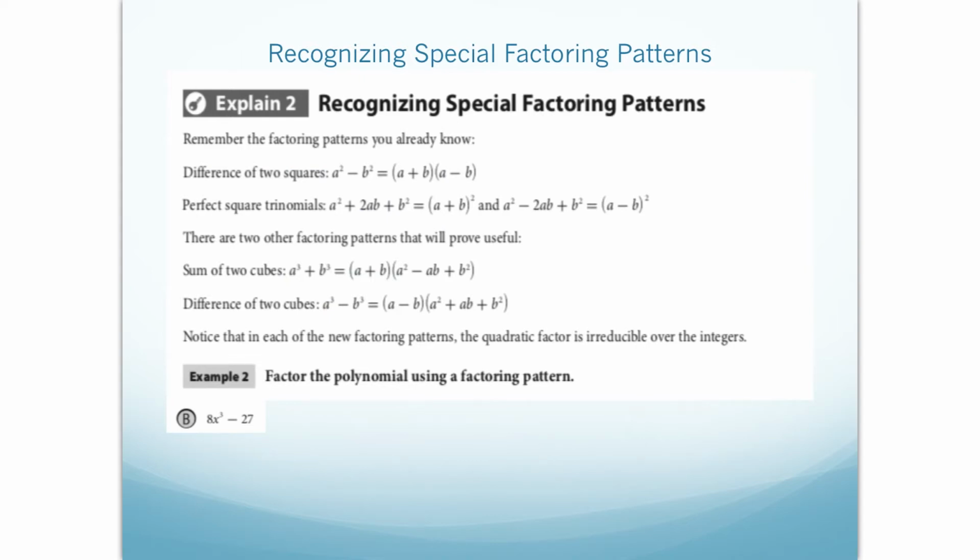So we have 8x to the third minus 27. 8 can be rewritten as 2 to the third power. Minus 27 can be rewritten as 3 to the third power. So now we have a. So a is 2x minus b times a squared. So 2 squared is 4, x squared is x squared, plus a times b. So 2x times 3 is 6x, plus b squared. 3 squared is going to be 9.